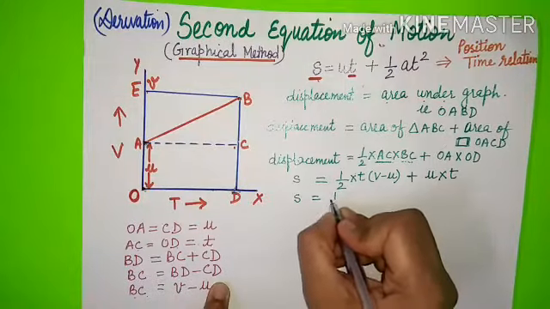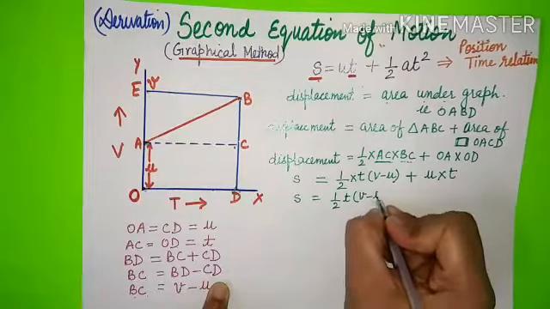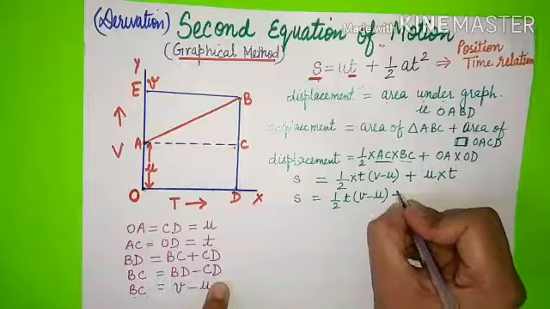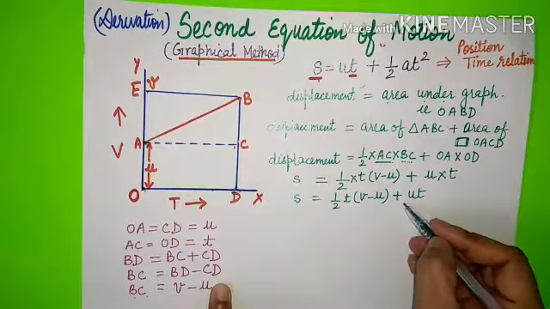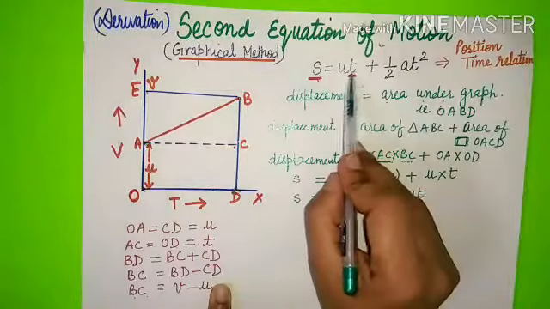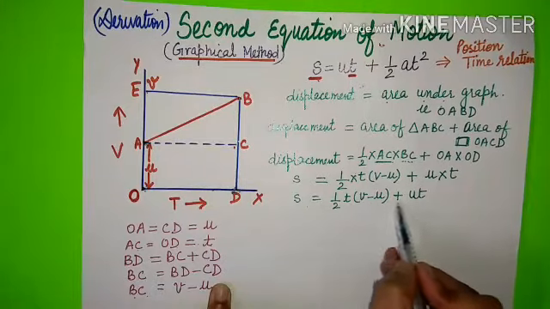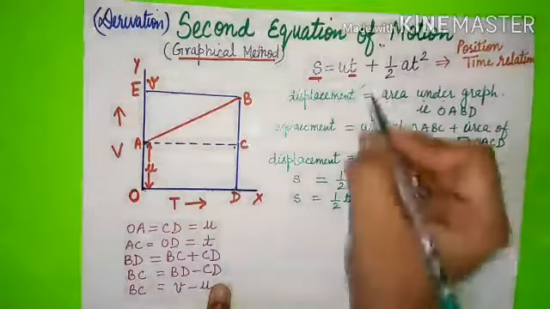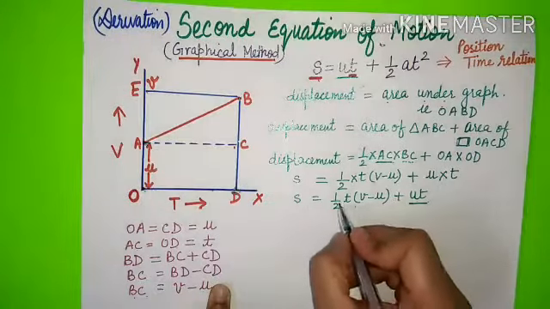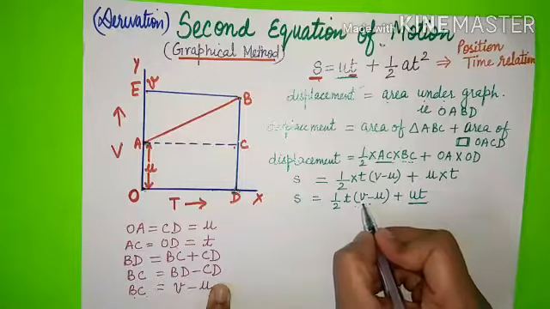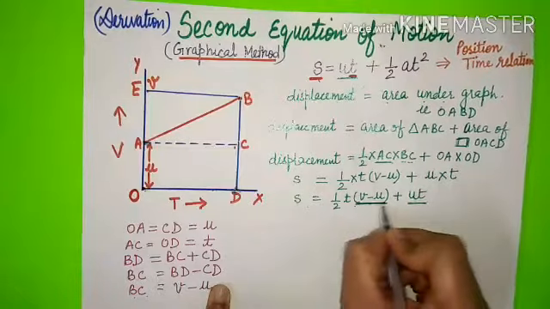So now half T (V minus U) plus UT. Now as you compare with the final equation of motion, S is equal to half T (V minus U) plus UT. UT is this. Clear? Now you have to prove half AT square also. So now you need to put A instead of V minus U.